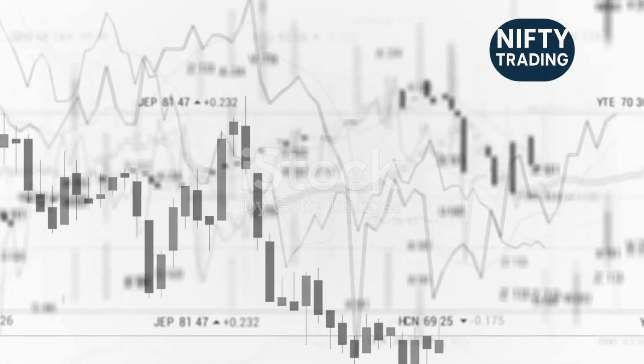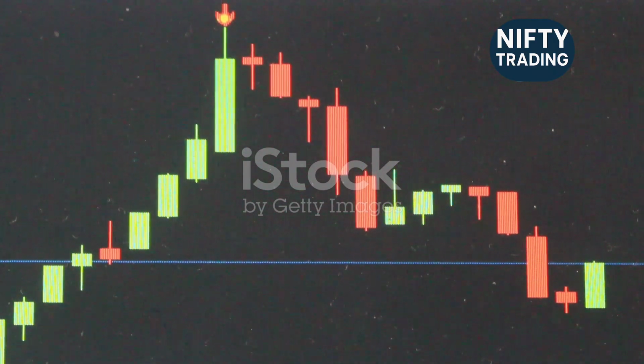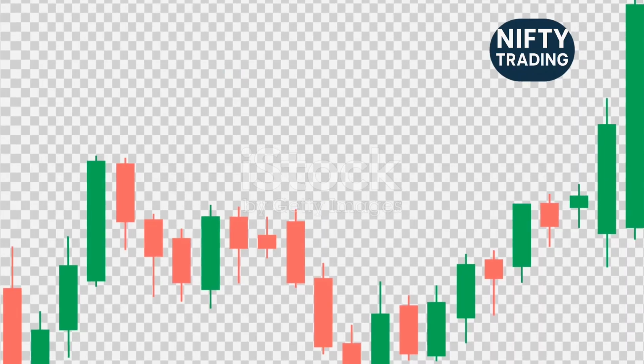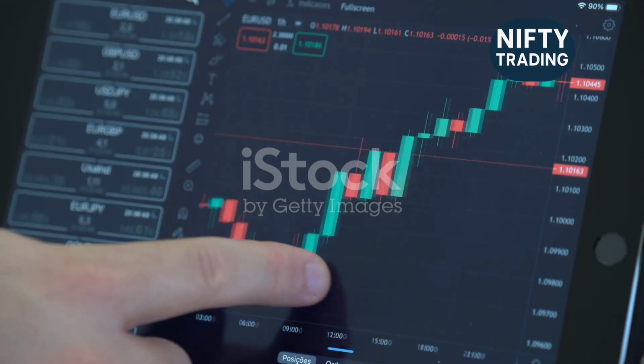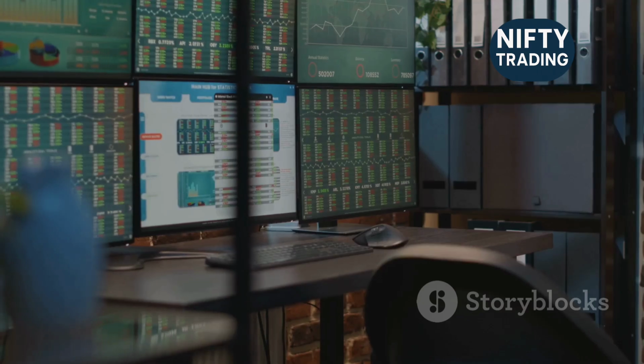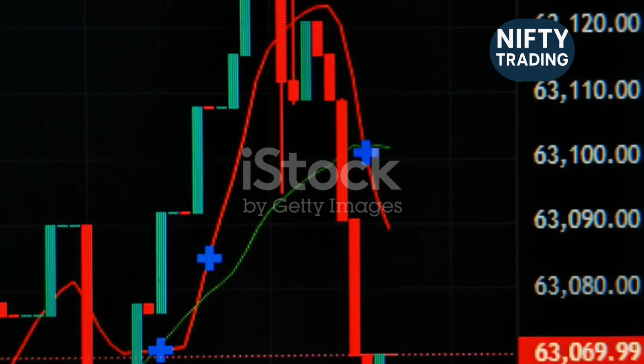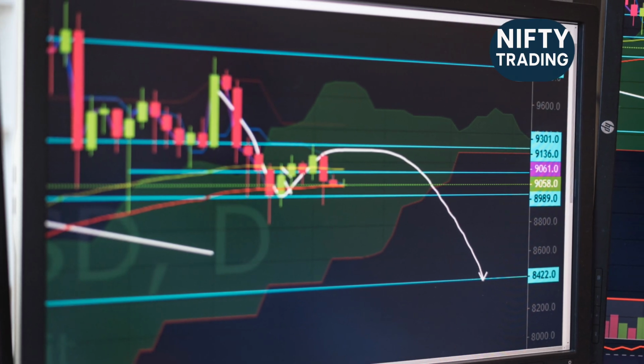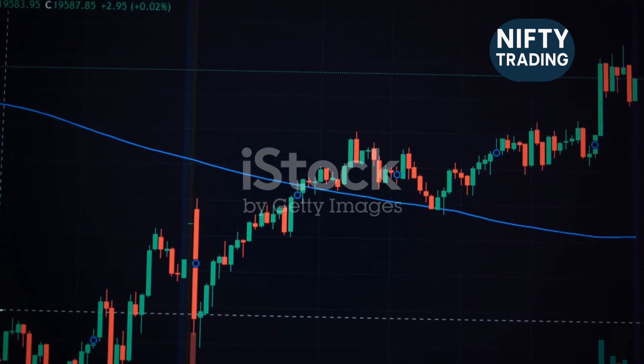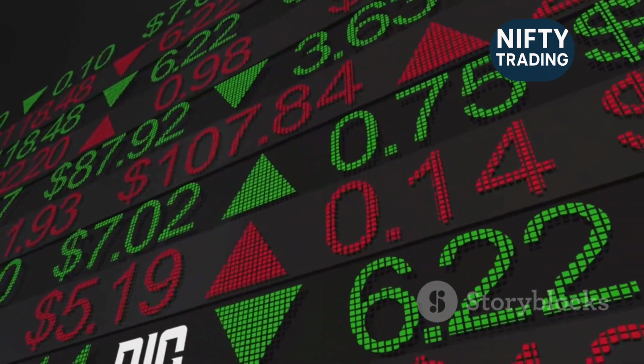Spotting candlestick patterns is great, but confirmation is what makes them powerful. Never trade on a pattern alone. Always look for supporting clues. The best confirmation: support and resistance levels. If a bullish pattern forms at a strong support or a bearish one at resistance, the signal is much stronger.